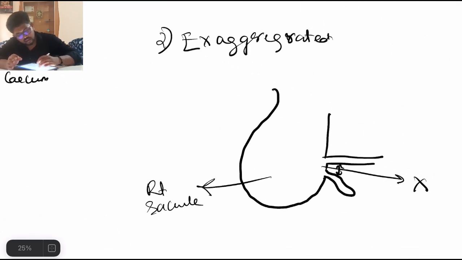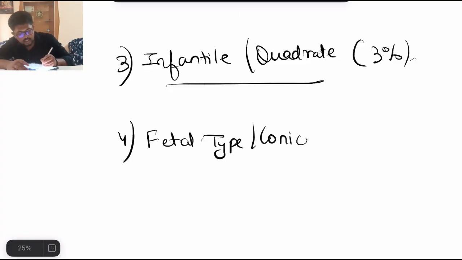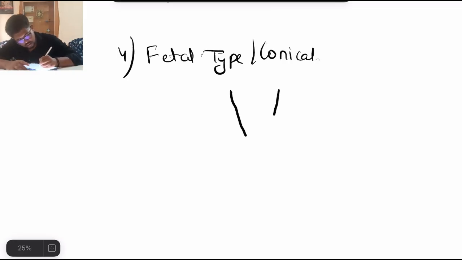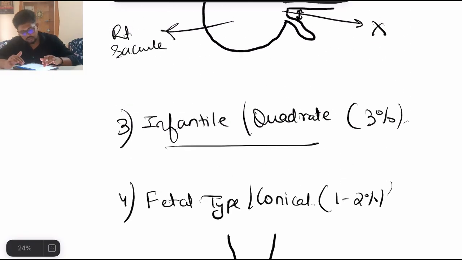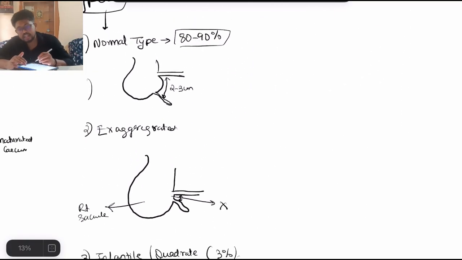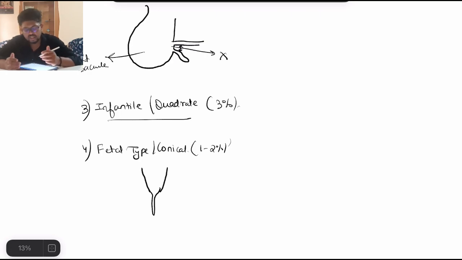Then finally the last one, this is what? Fetal type, or you can say conical type. How will it be? Like a cone base, and at the tip there will be the appendix attached. So this is the fetal type. It is seen in 1 to 2% of the population. So in this way we can say normal type is seen in 80 to 90% of the population, exaggerated type in 4 to 5%, then infantile type in 2 to 3%, and fetal type in 1 to 2% of the population. So this was about the types, and we have seen the development and the types of the cecum.